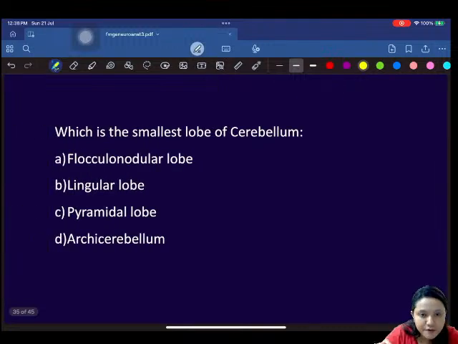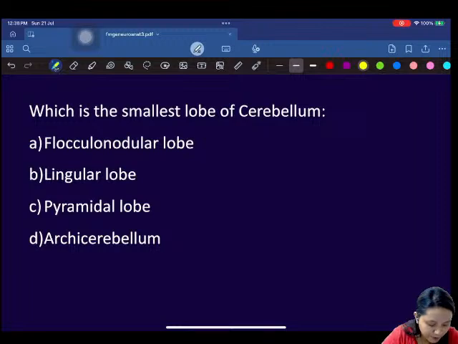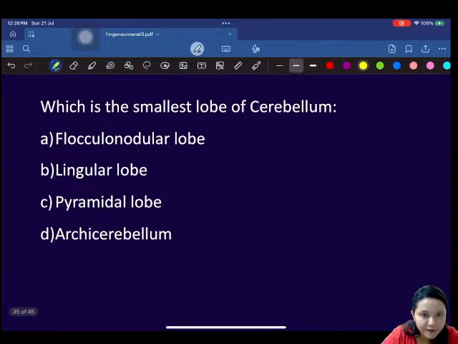Which is the smallest lobe of the cerebellum? The flocculonodular, the lingular lobe, the pyramidal lobe, and the archicerebellum. Any answer in the chat? This is very, very easy. I have just now repeated.